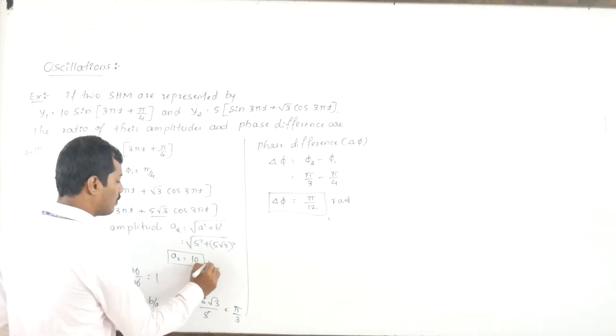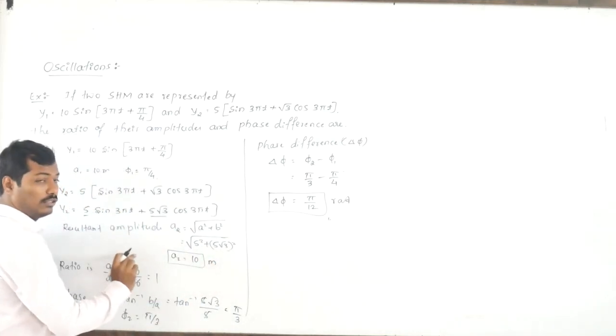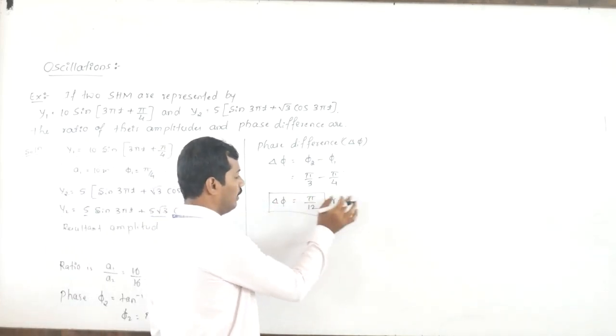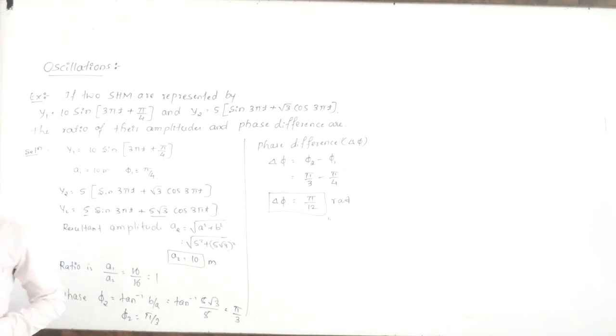Here it is in terms of meter, but the ratio has no unit. There is no unit. So the phase difference is pi by 12. Like this, we have to calculate some examples on this combination of any two harmonic functions.